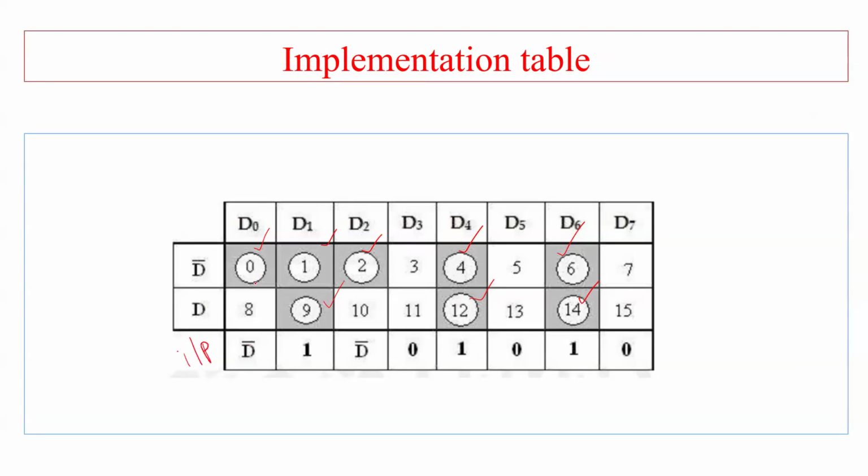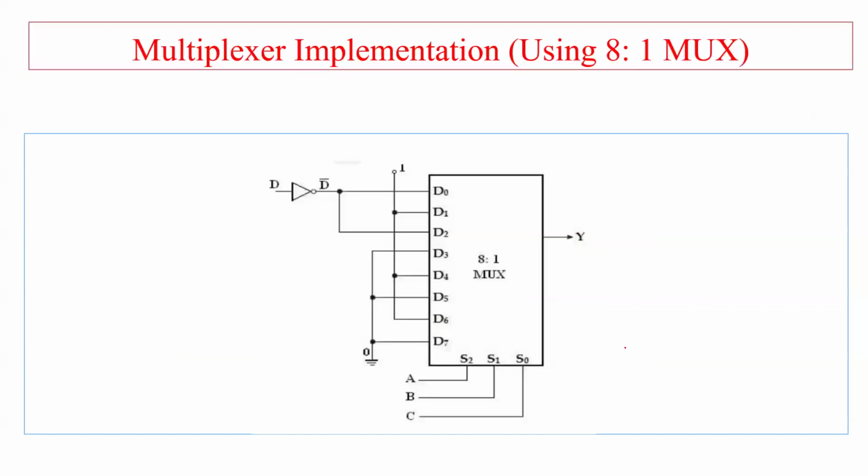This represents the inputs. Where only the top is circled, it is D bar. Where both are circled, it is 1. In the third column, D bar is circled. Nothing circled gives 0. Then both circled gives 1, nothing circled gives 0, both circled gives 1, and nothing circled gives 0. Okay, so how to implement?